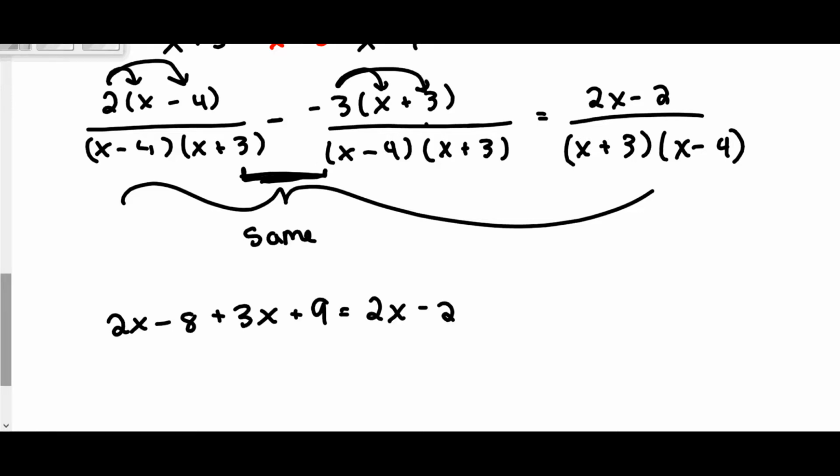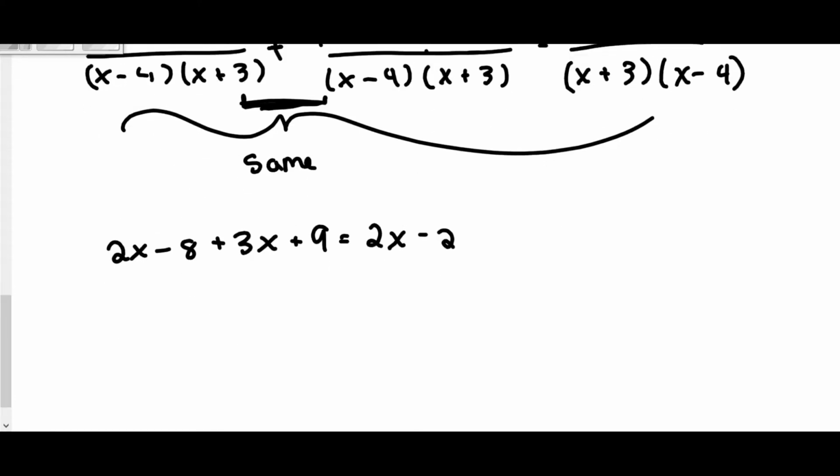So I just threw out my denominators and I distributed my 2 to my x and my 2 to my negative 4, and then I distributed my 3 to my x and my 3 to my 3. So that gives me 2x minus 8 plus 3x plus 9 equals 2x minus 2. And this is pretty much a regular equation that you've been solving since middle school. I'm going to combine like terms, so I have 2x and 3x. Combining them would give me 5x, negative 8 and 9. That would give me 1 equals 2x minus 2.